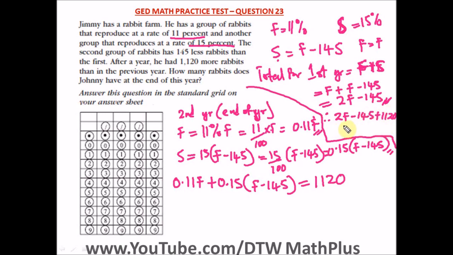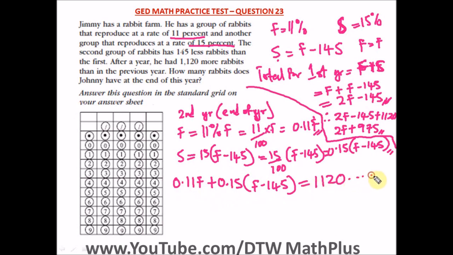This is what is going to give us by the end of the year. And if we simplify this, we have 2F, minus 145 plus 1,120. If you punch in your calculator, that gives us a plus 975. So this is what we're going to have at the end of the year. And this particular equation is what we have in the second year, the total in the second year.